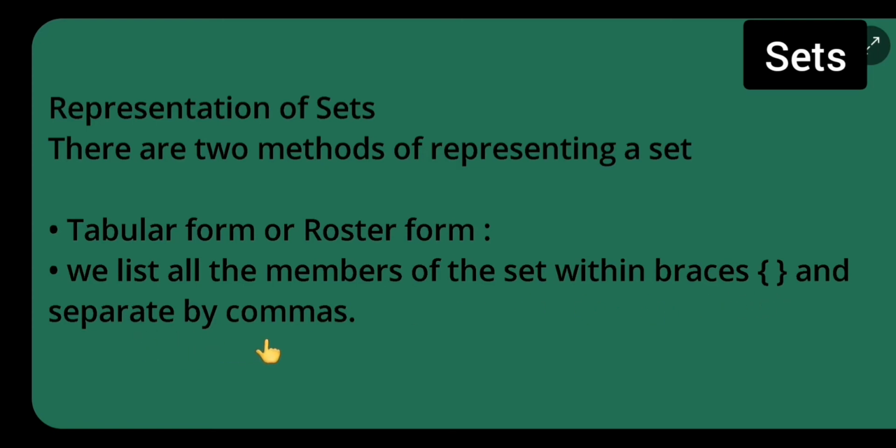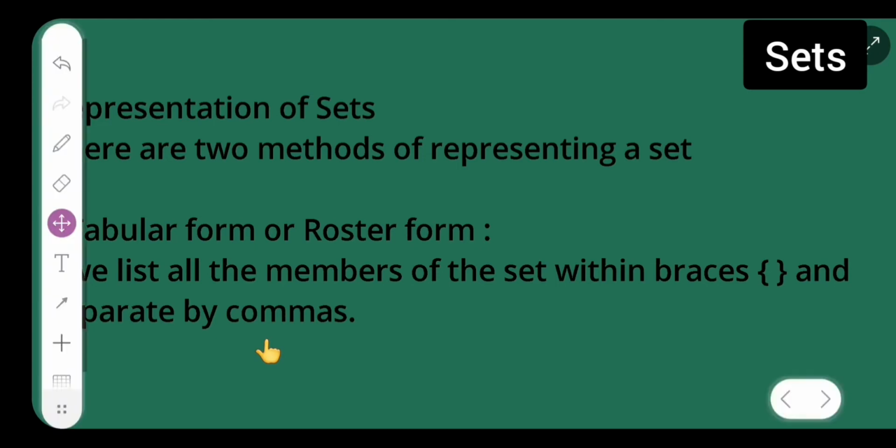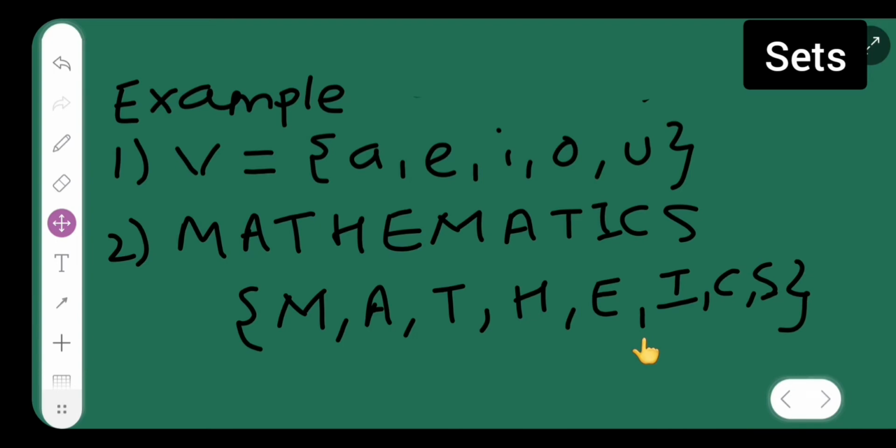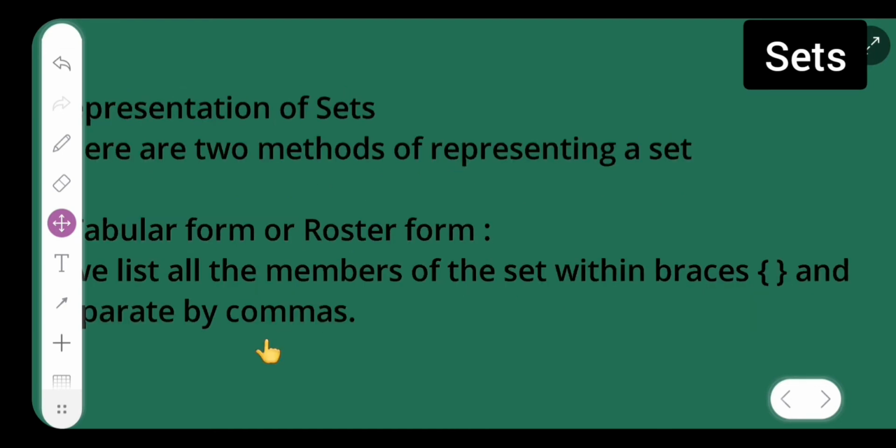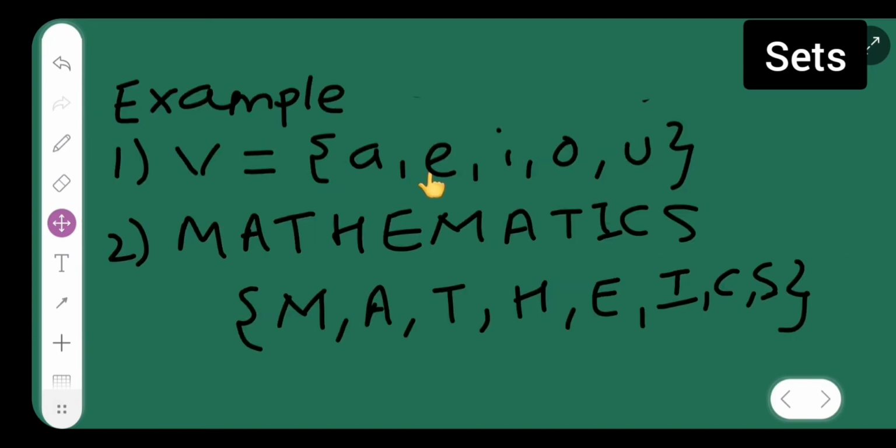I will be explaining you all this with the help of some examples, okay? Now this is one of the examples. I have given you all the set of vowels first. V is equal to, now what I said in the statement, we list all the members of the set within braces. Okay, now this set is within braces and separated by commas, right? That is, these are the set of vowels: A, comma, E, comma, I, comma, O, comma, U.